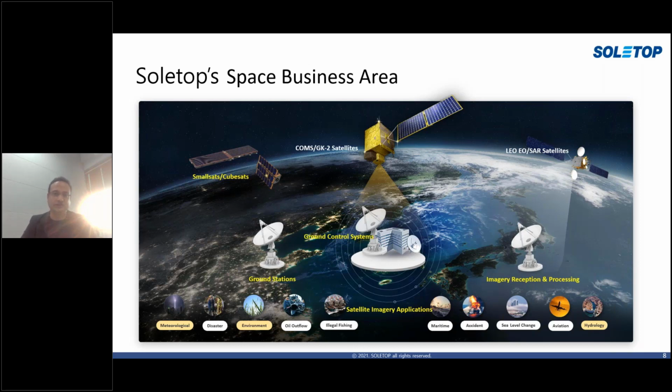Satellite imagery as well as the applications. So Soletop is not only developing satellites for the sake of imagery, but we are solving the real-time problems of any government agency or private partner. We have been part of several real-time applications like disaster management, meteorological monitoring, environment monitoring, and oil outflow kind of disaster management. What our customers usually need is that we bring the satellite imagery data or the analysis data to the table as quickly as possible.